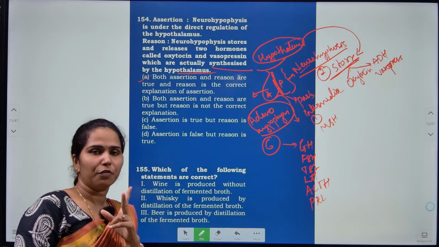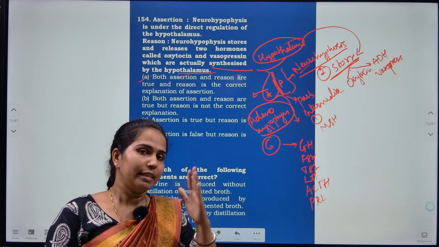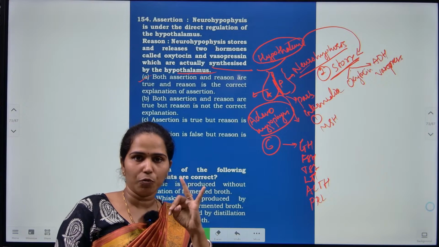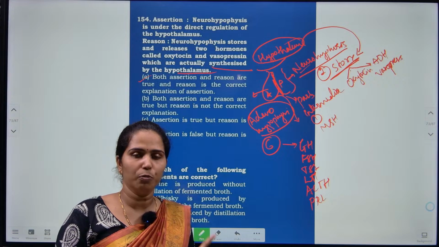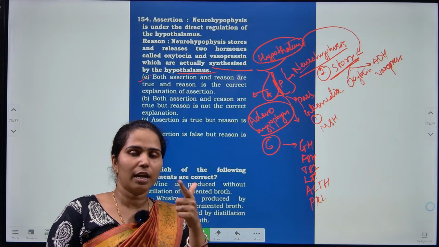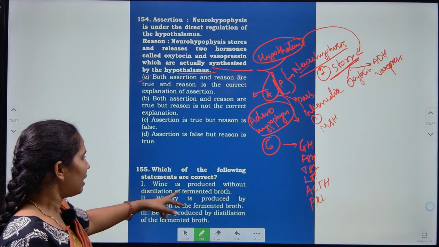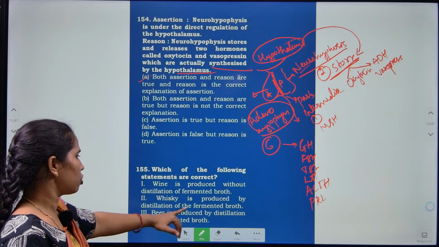Beverages are being classified into two types: one is distilled and one is non-distilled. In the distilled we are going to include rum, brandy and whiskey. And in the non-distilled beverages we have two beverages, that is, one is beer and the second one is wine, and there is a clear-cut explanation for this. Wine is produced without distillation. Whiskey is produced by the distillation of the fermented broth.